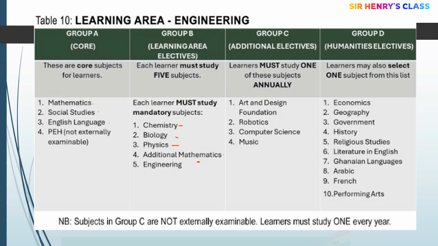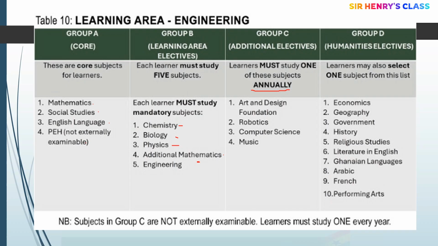Now note, subjects in group C are not examinable. You must read them annually, just for the year, and you drop it. So you just study them for the year. We only add it to your transcript, what you call the terminal report, but WAEC will not give you a WASSCE grade on it. That is for engineering.